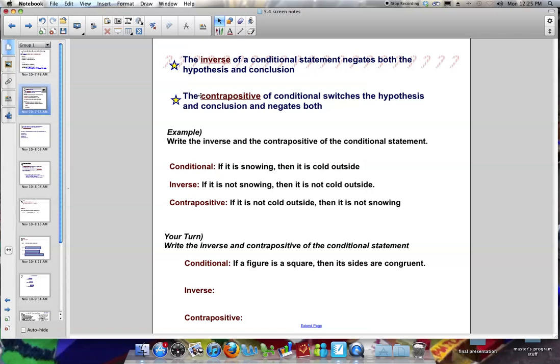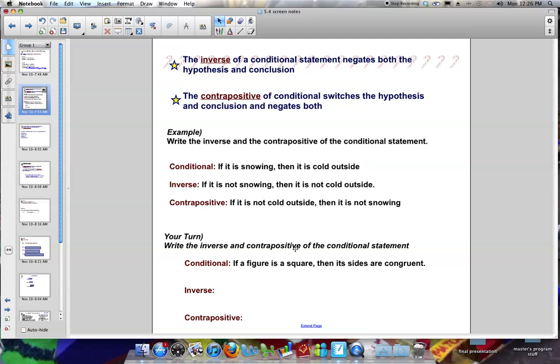The other word we're going to learn is contrapositive. The contrapositive of a conditional statement not only negates both the hypothesis and the conclusion, but it also switches them. The contrapositive is actually a combination of the inverse and the converse that we learned back in chapter 2. So the contrapositive of this conditional statement would be to not only take the opposite value of the hypothesis and the conclusion, but then also switch the two. So the contrapositive would be, if it is not cold outside, then it is not snowing.